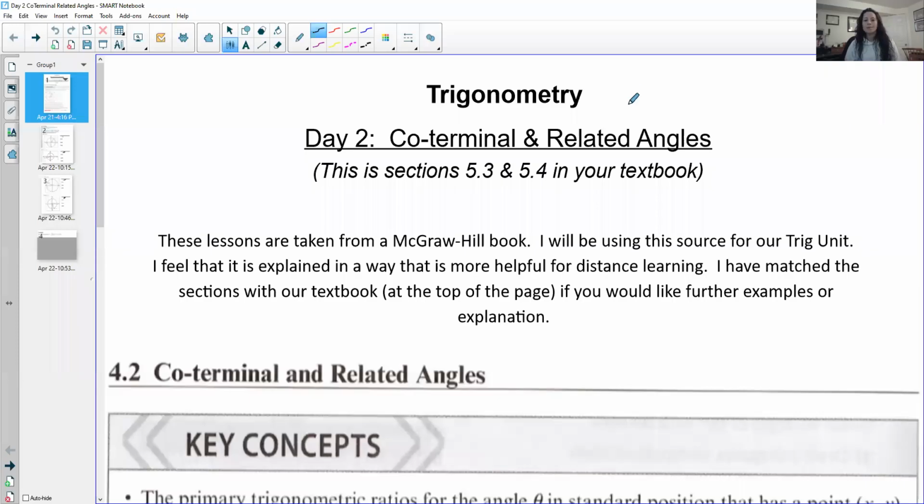Hi everyone, welcome to day 2, coterminal and related angles. You got introduced to that definition yesterday. Today we're going to get more into it and how it applies.